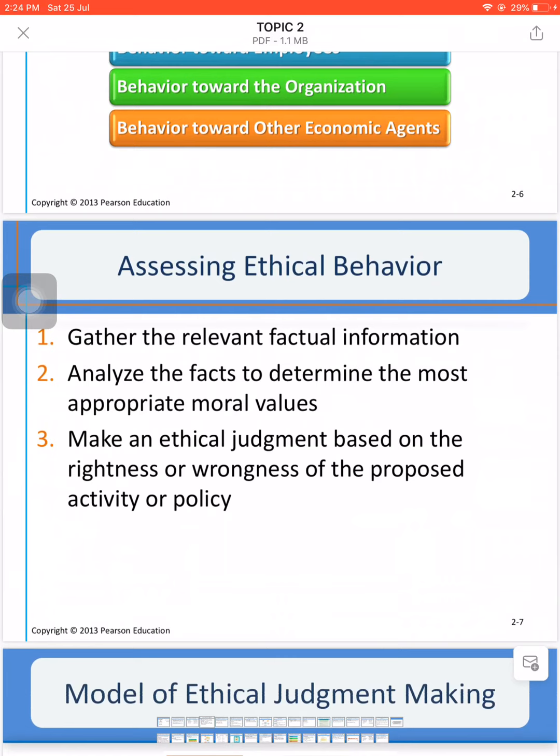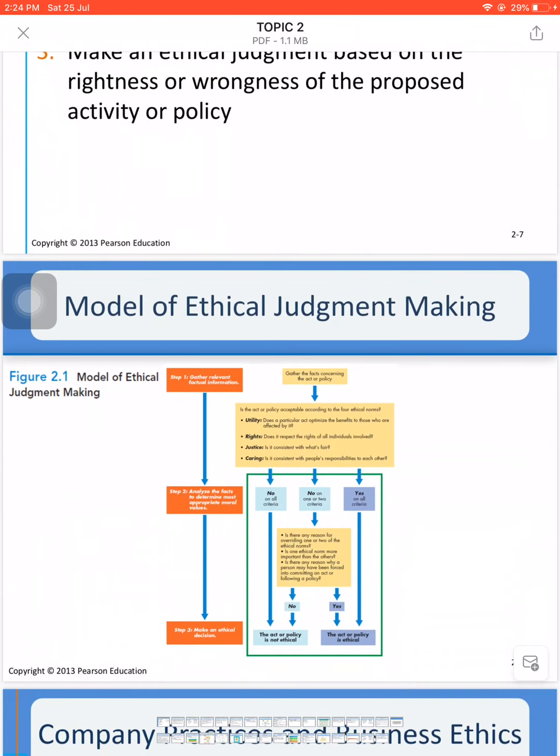Next is the model of ethical judgment making. This provides a mechanism for dealing with unique circumstances, those that apply only in limited situations. If you see in this model, they are applying ethical norms, or what we call ethical standards, which are utility, rights, justice, and caring. The first step is to gather relevant factual information. Step 2, analyze, and step 3, make ethical decisions.